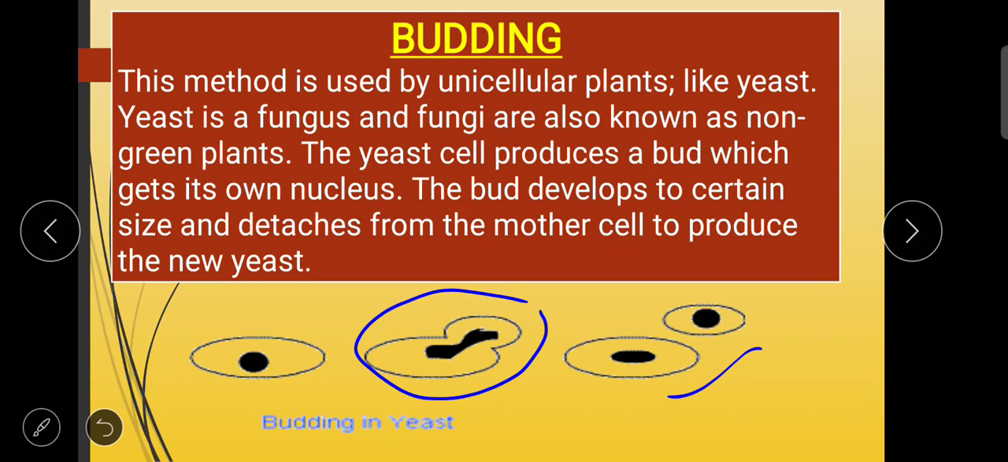This method is generally used by unicellular organisms like yeast. This yeast cell produces a bud which gets its own nucleus, and then it develops to a certain size, detaches from the mother cell and produces a new yeast.